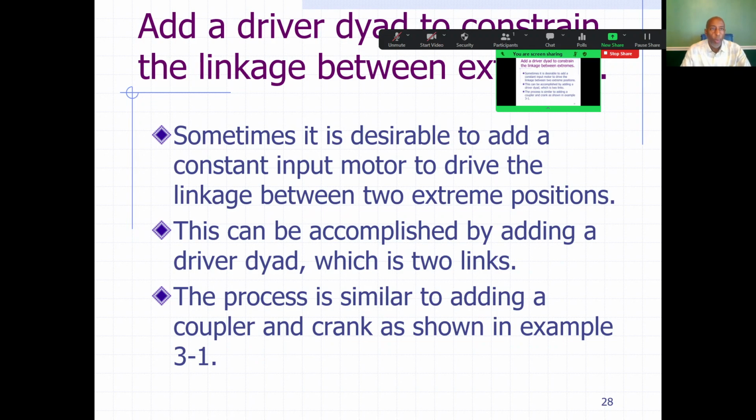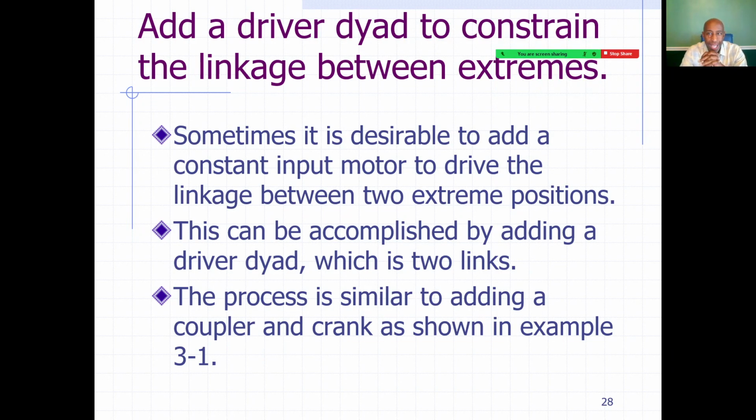Okay, so we're going to add a driver dyad to constrain the linkage between the extremes that we just saw. The extremes were C1 and C2, or you could think of the extremes as D1 and D2. Sometimes it is desirable to add a constant input motor to drive the linkage between two extreme positions. Think of it like a windshield wiper on your car. It goes back and forth between two extremes, but the motor that does that just turns continuously in one direction. It doesn't stop and then reverse in many cases.